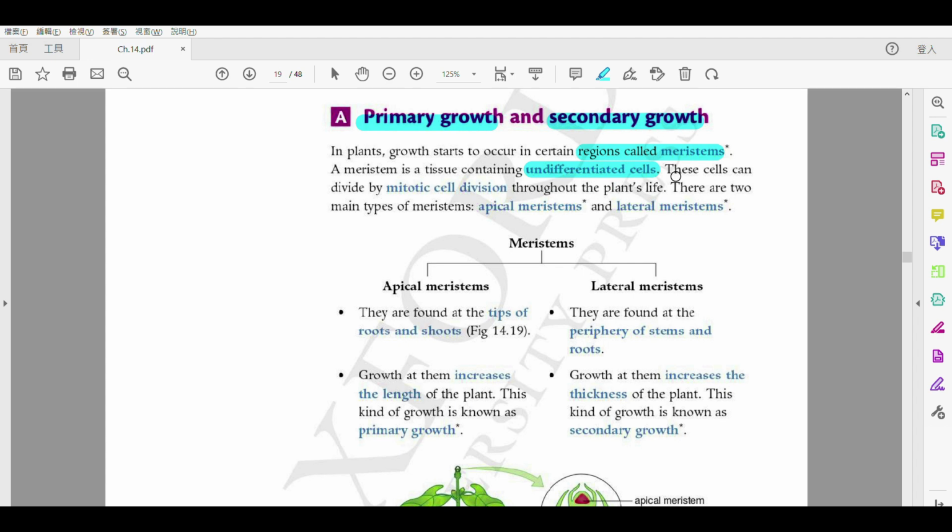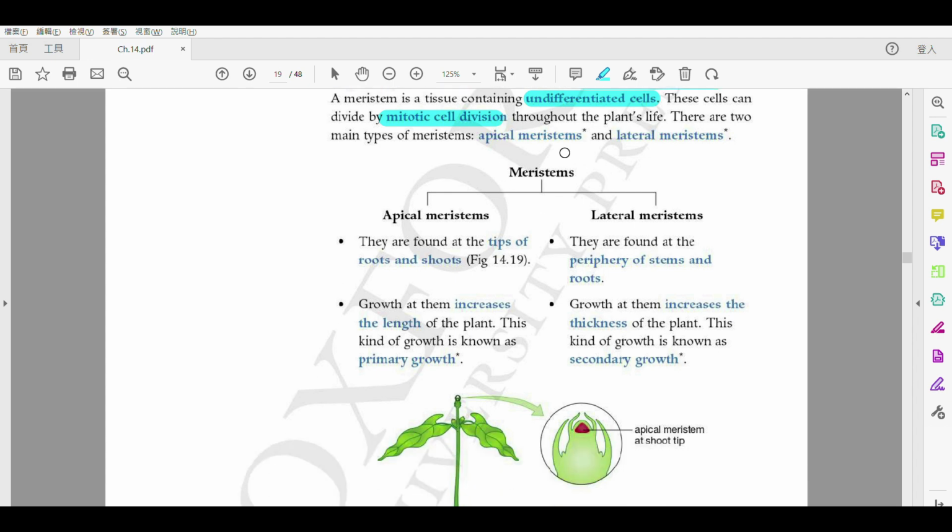So these undifferentiated cells, they will carry out mitosis throughout their life. So they'll keep on reproducing the identical daughter cells, and their daughter cells will somehow carry out cell differentiation to become different types of cells. Okay? So when we talk about the meristem, there are two types as well. One of them control the length of the plant, or you can say the height of the plant. The other one will control the thickness of the plant.